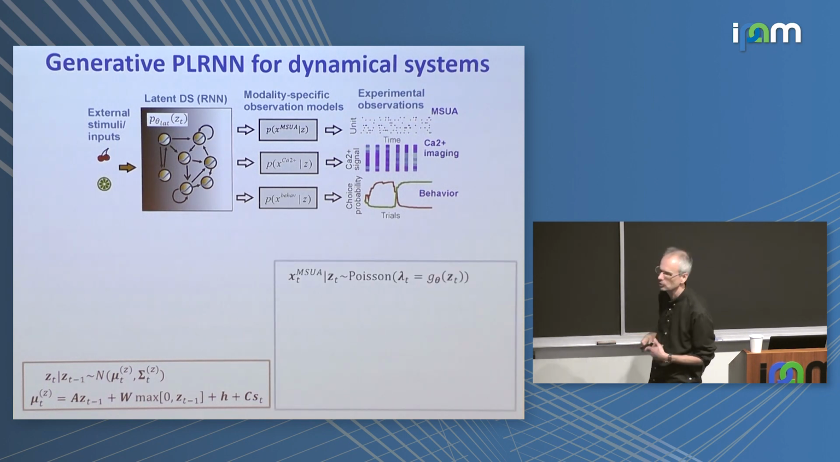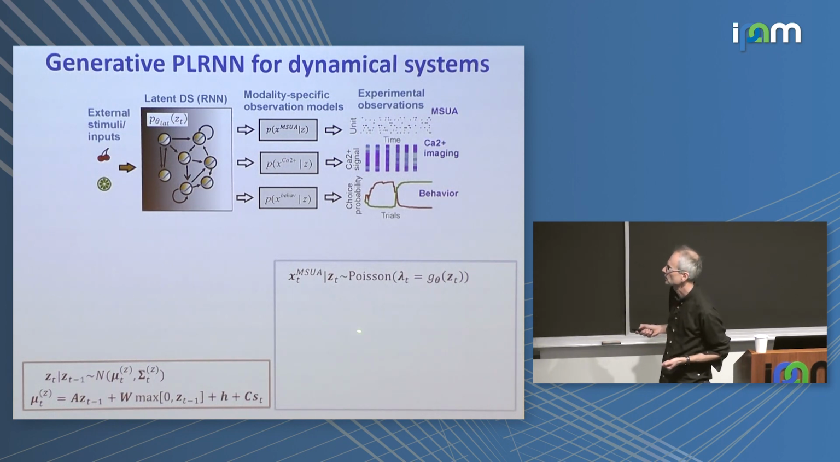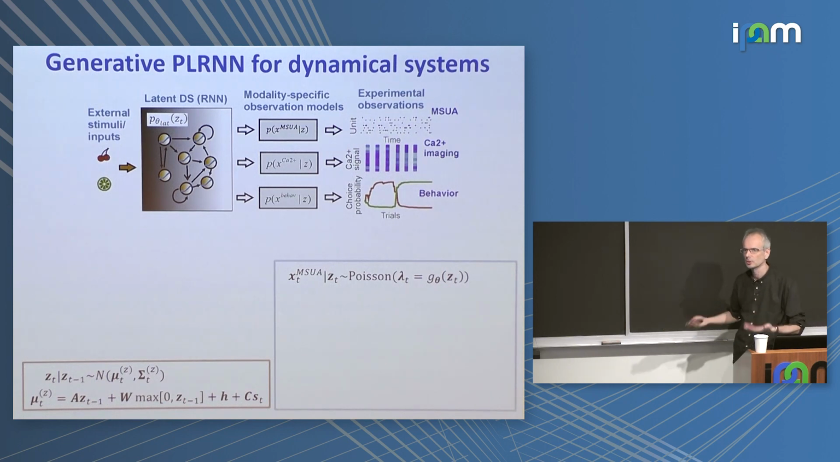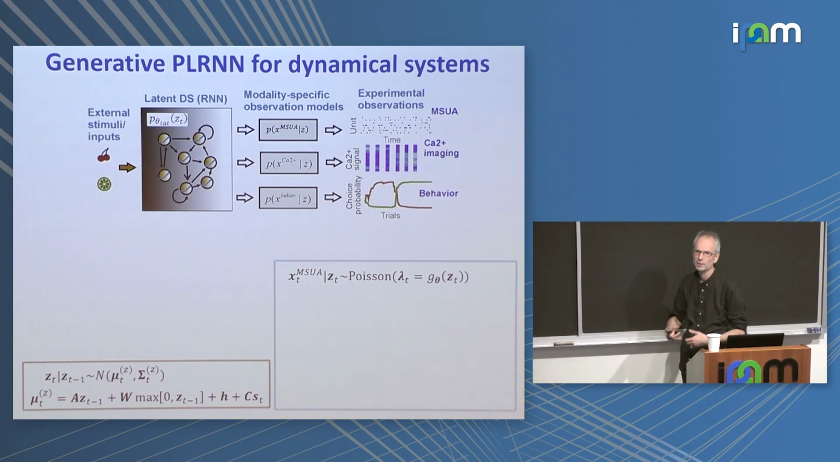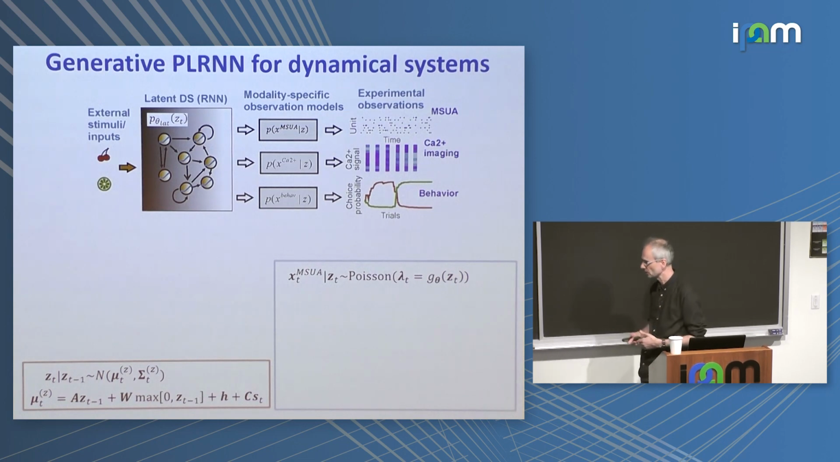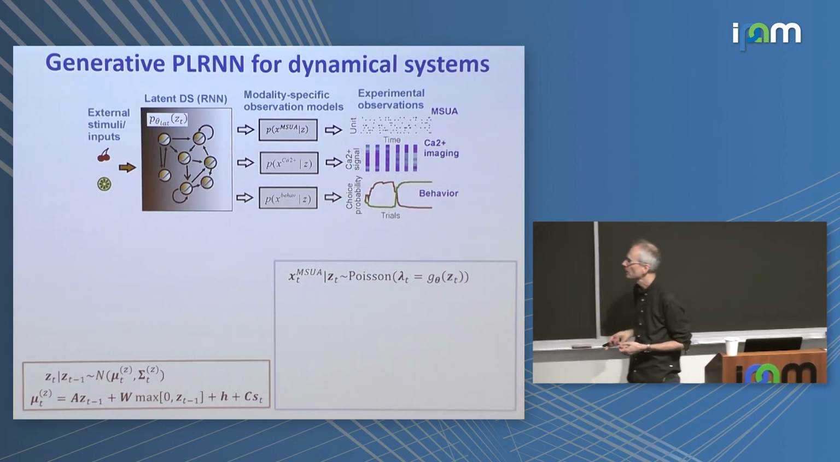So just to give you an idea of what these observation models might look like. For instance, if you have multiple single unit activity, it might just depend on the current state Z_t. And you might want to model that, for instance, by a Poisson model, where the parameters of your Poisson process are, again, some function of your underlying latent state. And this function G might be something very complicated in itself. It could be, for instance, a multi-layer perceptron.